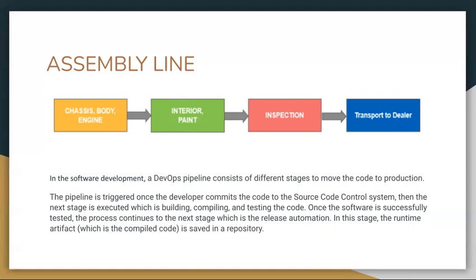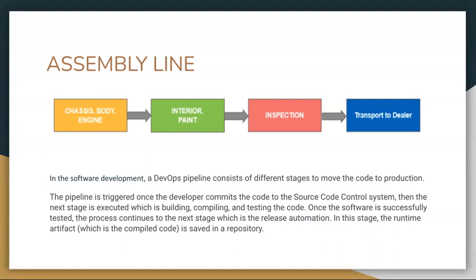If we look at software development, the DevOps pipeline also consists of different stages to move the code to production. The pipeline is triggered by the developers when they commit the source code to the version control system. And at that very moment, the next stage gets executed, because now they have committed their code. It will start automatically building the code, compiling the code, and testing the code. Once the software testing is completed, the process is going to move to the next stage, which is called release automation.